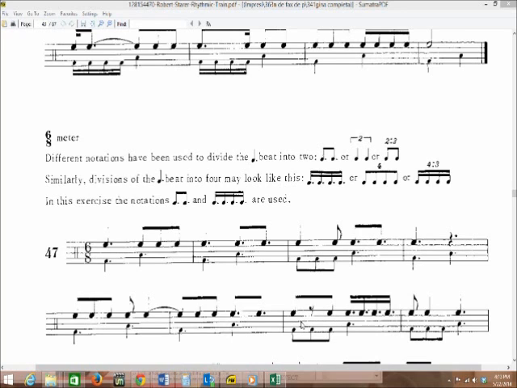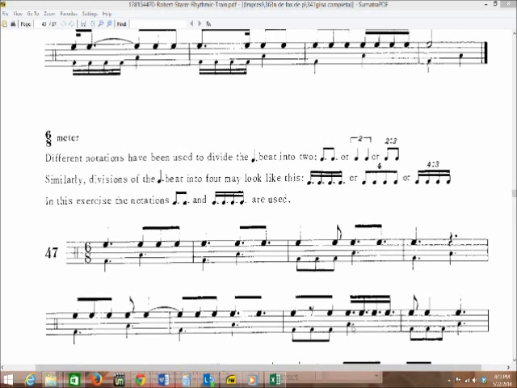Alright, is this beat divided? Yes, it is. What's the smallest note value used? The eighth note. How many eighth notes are in one beat here? There are 3, so it's going to be 3 ta or clap events. Ta is the first one, clap is the second one, ta is the third one.